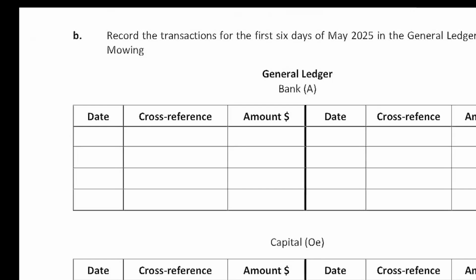Alright, now first you have to find the ledger account of the bank. The first one is there. Okay, what is the date? We'll start with the thing that we know. What is the date? 1st of May. Now which side are we recording? Left hand side, which is the debit.